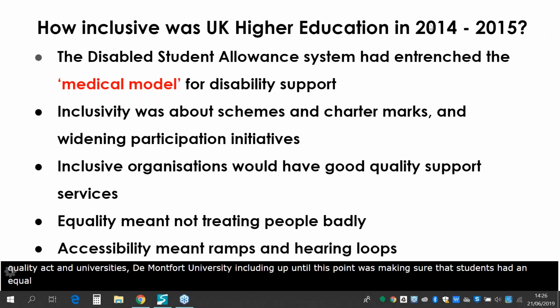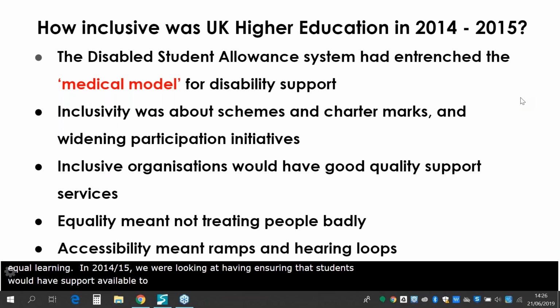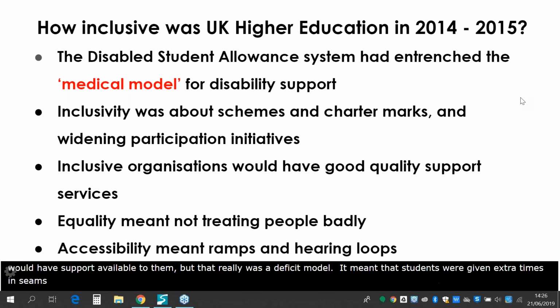So in 2014-15, we were looking at ensuring that students would have support available to them. But that really was a deficit model. It meant that students were given extra time in assessments, or they were given handouts on different coloured papers.